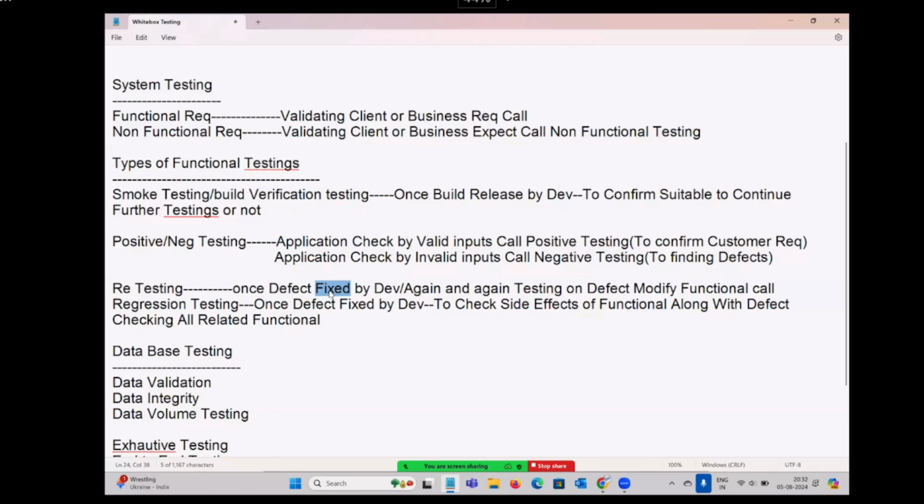Regression means along with the defect, checking all related functionalities, where we can get 100% quality. Real regression, where we can get 100% quality. I need your answer.